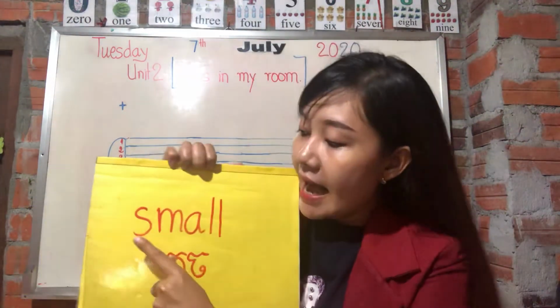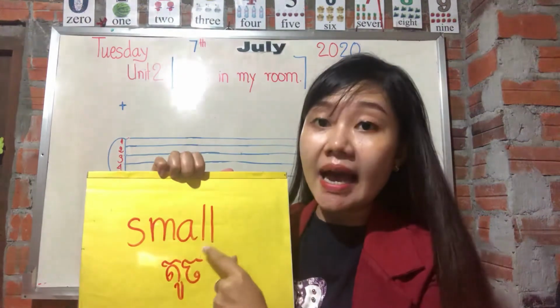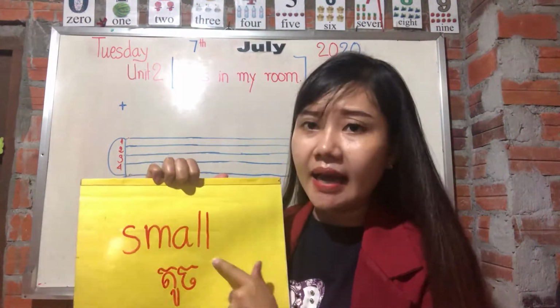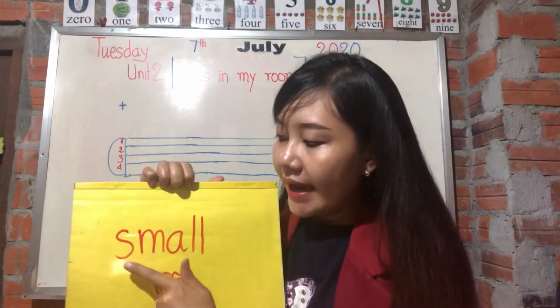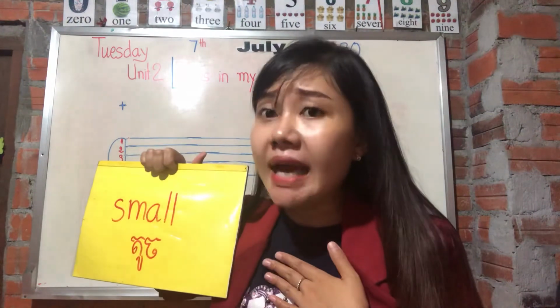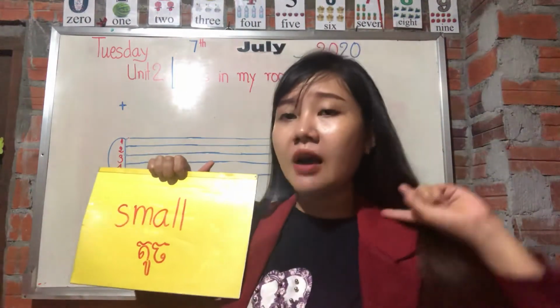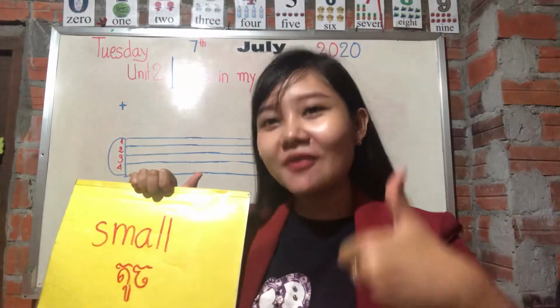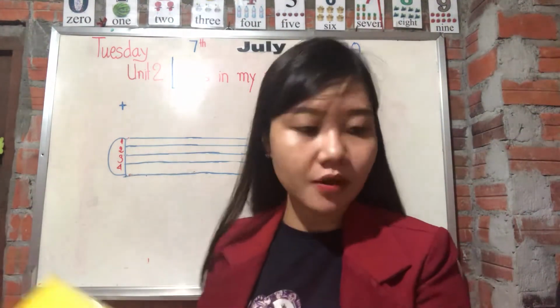Small, spell S-M-A-L-L. Again, small, spell S-M-A-L-L. Again, please, small, spell S-M-A-L-L. Okay, can I spell the word small B-I-G? No. Small, spell S-M-A-L-L. Yes, you are right. Now I write on the whiteboard for you, okay?